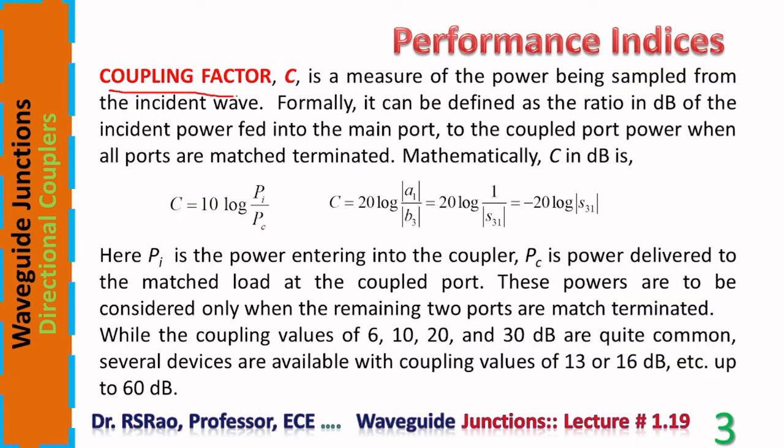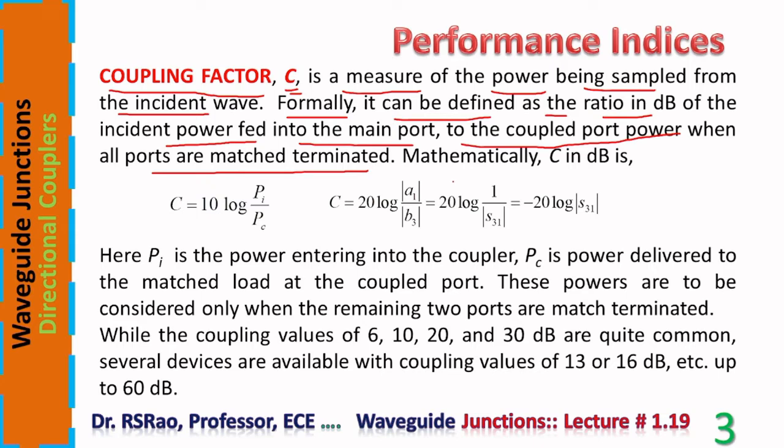Better have this port numbering in mind while going through the definitions and the discussion on performance indices. Coupling factor is indicated by capital C. It is a measure of power being sampled from the incident wave. Formally, it can be defined as the ratio in dB of the incident power fed into the main port to the coupled port power when all ports are match terminated. Mathematically, C in dB is 10 log Pi by Pc. This mathematical statement is in terms of powers. It can be converted into a form which involves scattering parameters. In such a case, C becomes equal to minus 20 log magnitude of S31.